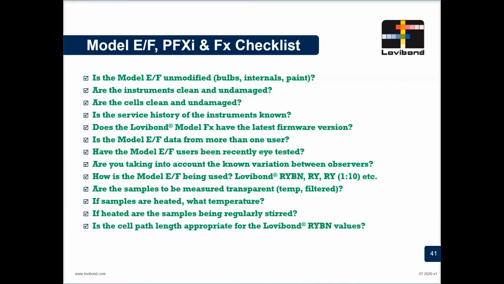Are we using the appropriate cell path length? Are we complying with our standard? Have we moved to a shorter path length if we've got Lovibond values adding up to more than 20, so that we're operating at that part of the colour scale where we get maximum resolution in our colour?